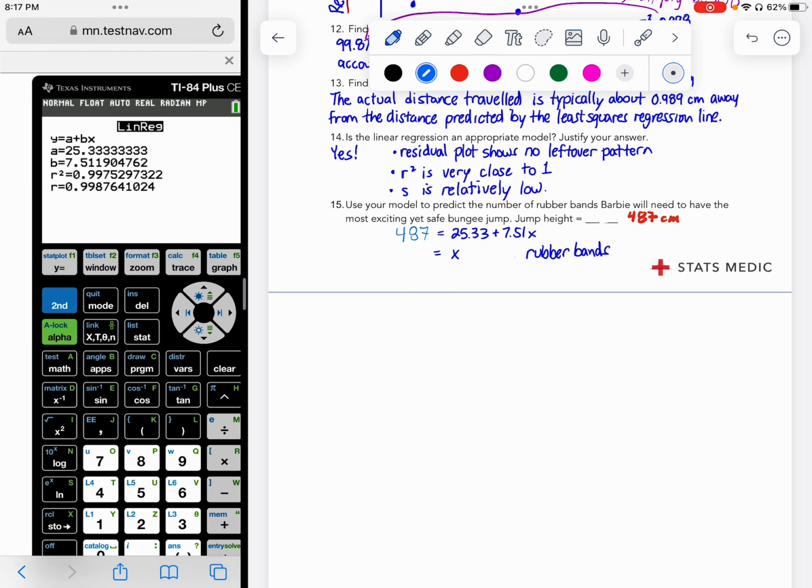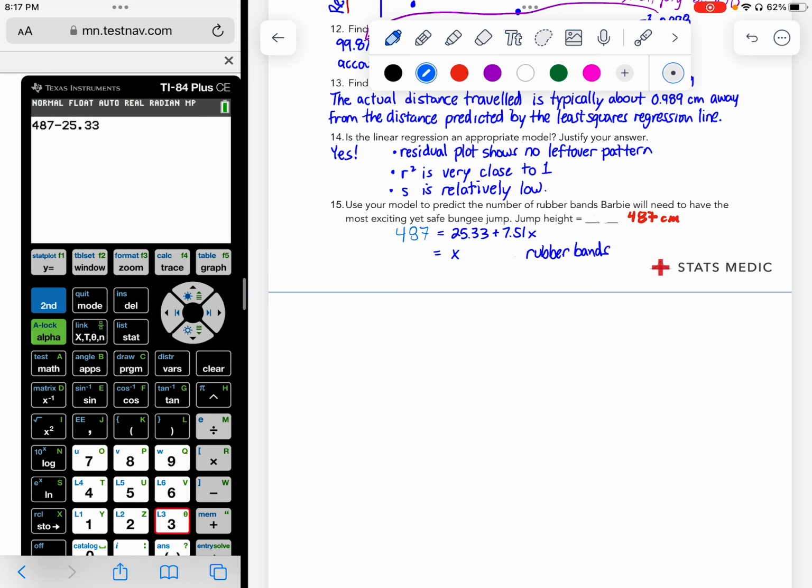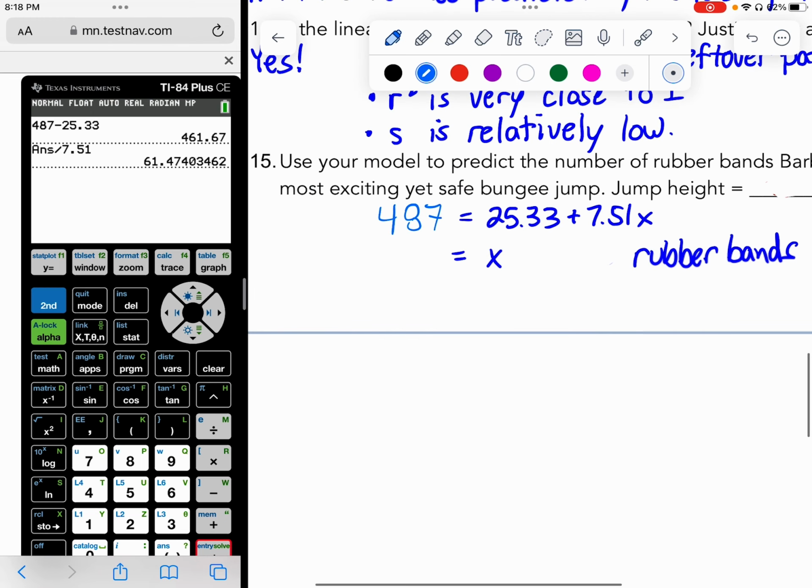All right. We're going to take our 487, subtract the y-intercept, and then divide by 7.51. Just a good old-fashioned solving. So I'm getting 61.47. So that means 61 point, what, 5 rubber bands?